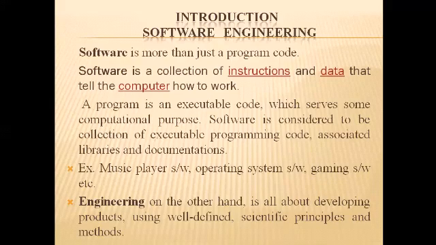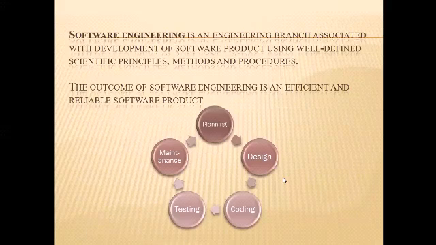Here are some examples. Any music player software is an example of software. Any operating system is an example of software, and any type of game software can be an example of software. So software is more than just a program code, and it makes the project. On the other hand, what is engineering? Engineering is all about developing products using well-defined scientific principles, models, and methods.